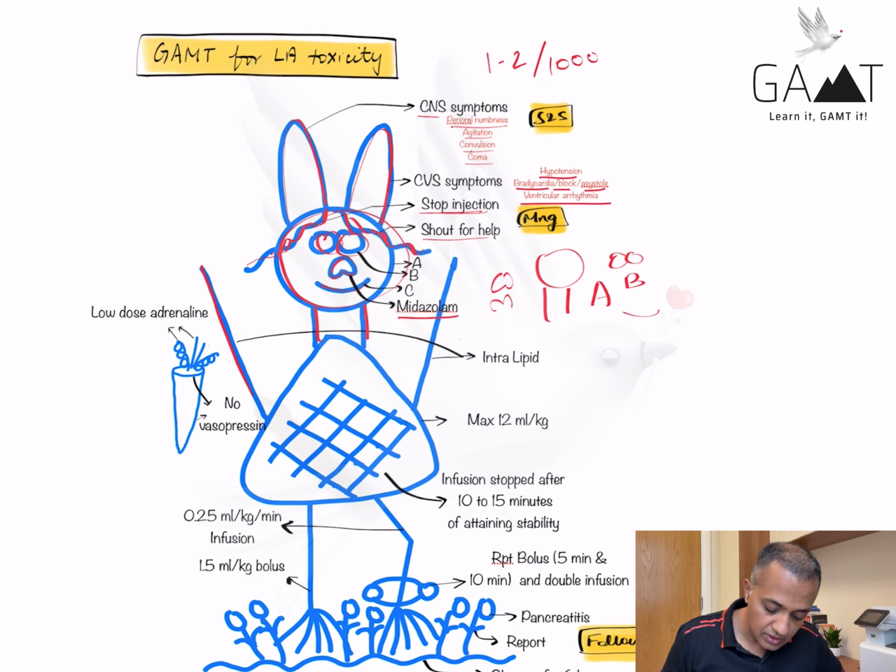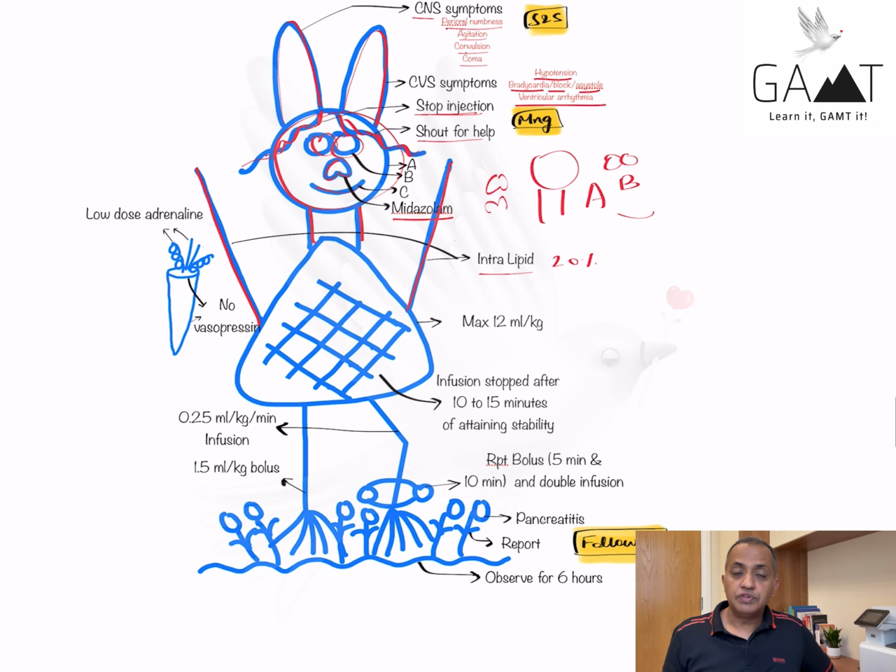So this is a hand, resembles letter I, this resembles L, which stands for intralipid. 20% intralipid is the mainstay in the treatment of local anesthetic toxicity. What's the dose of intralipid that you use? So this leg stands for the number 1, and the 5 fingers for number 5. That's 1.5 ml per kg bolus. That's the initial bolus you give.